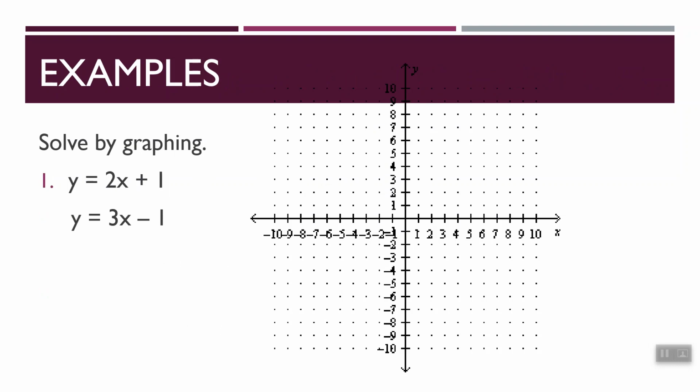So the first example is graphing. And we're going to graph y equals 2x plus 1, and we're going to graph y equals 3x minus 1 to find where the two lines intersect. So I'm going to do the first line in red. When graphing y equals 2x plus 1, I start up at positive 1. My slope is positive 2 or 2 over 1, so I'm going up 2 over 1 to the right, and I'm going to go down 2 and over 1 to the left.